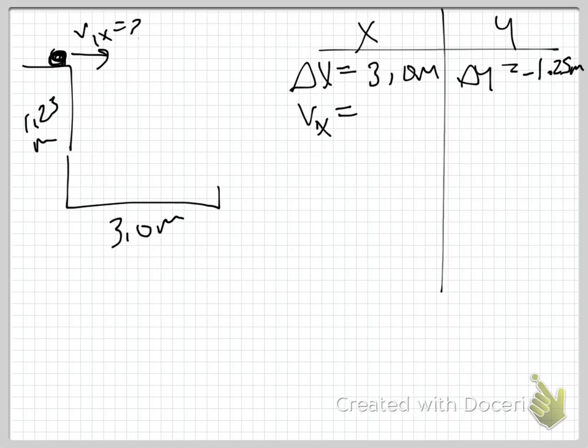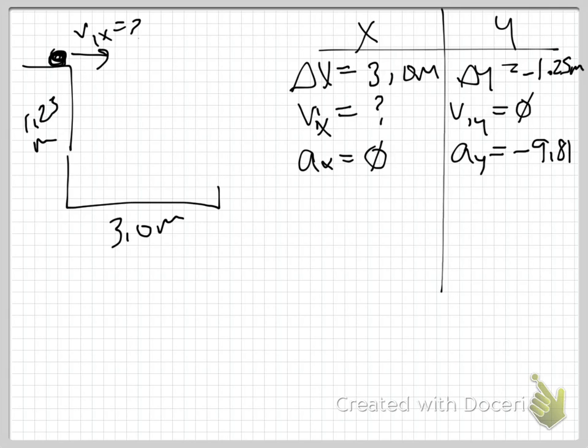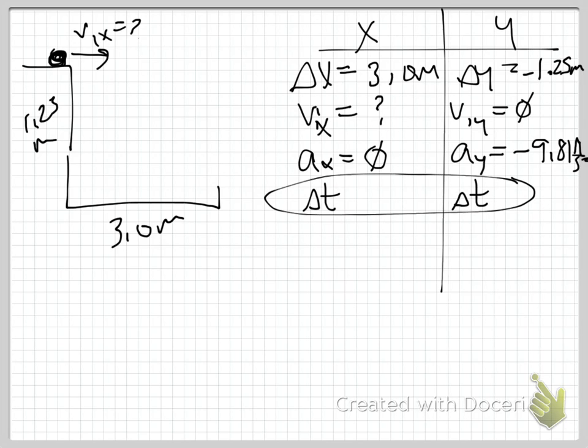V sub x, Vix, is what we're looking for. We know that VIY is equal to 0. We know that A sub x is equal to 0. And we know that A sub y is equal to negative 9.81 meters per second squared. Delta t, as usual, forms our bridge.